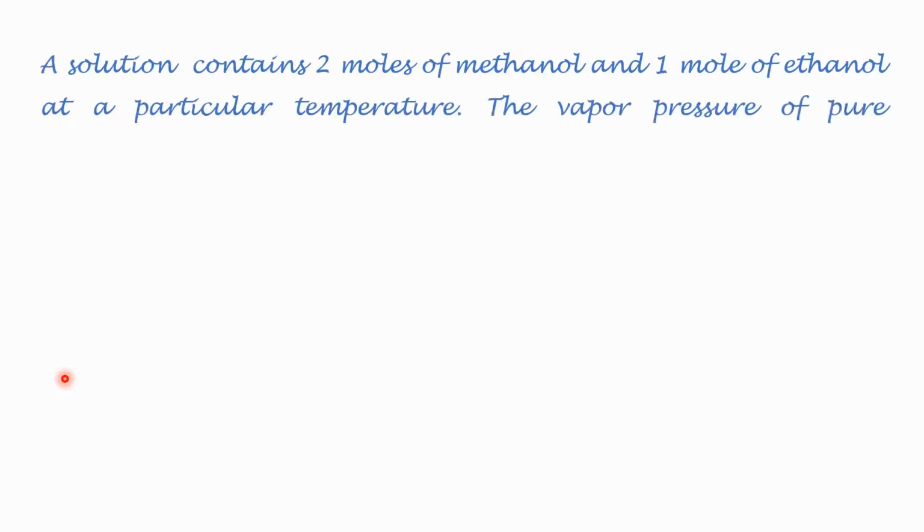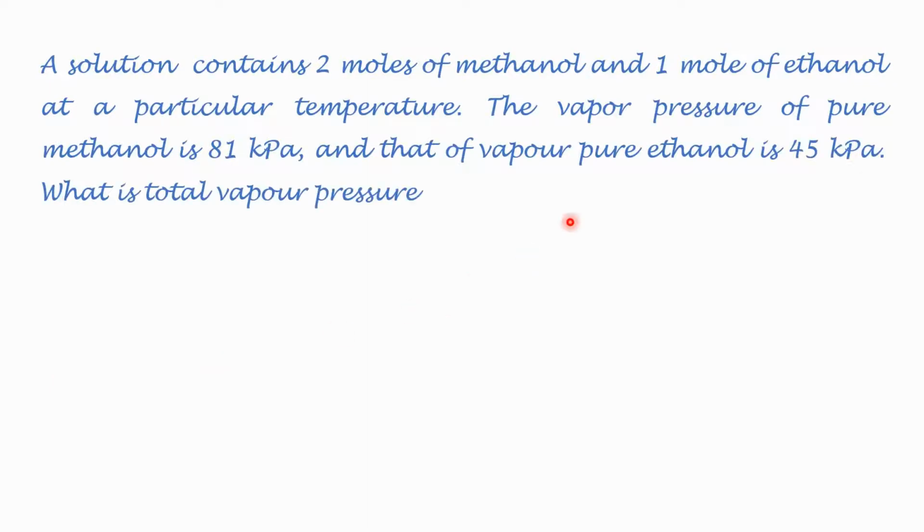A solution contains 2 moles of methanol and 1 mole of ethanol at a particular temperature. The vapor pressure of pure methanol is 81 kilopascals and that of pure ethanol is 45 kilopascals. What is the total vapor pressure of the solution?